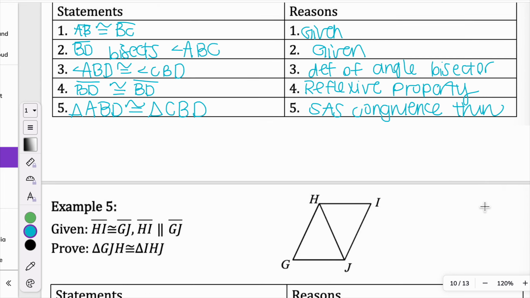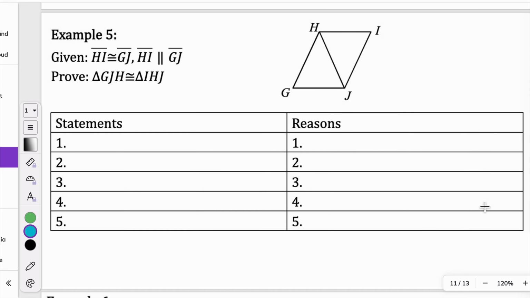Okay. Example 5, moving right along. Here's where we're going to start to see some parallel lines. So thinking about our reasoning as to why sides and angles could be congruent, we're going to maybe see some alternate interior, alternate exterior angles here because we have parallel lines. So our given, again, if you want to try this one on your own, pause it. If you're ready to go with me, let's get started. HI is congruent to GJ. So HI congruent to side GJ, and that's our given. And then HI is parallel to GJ, also given.